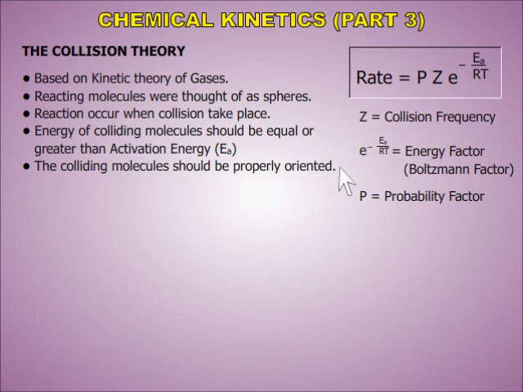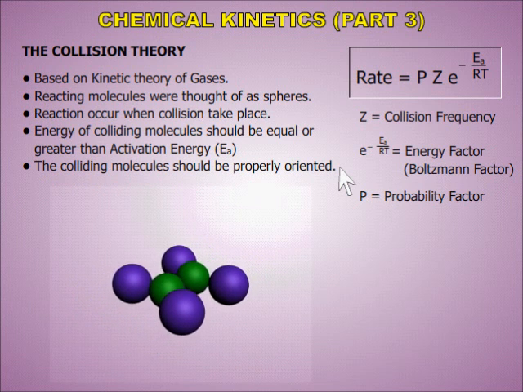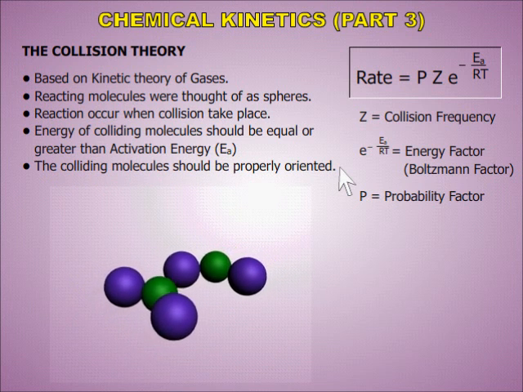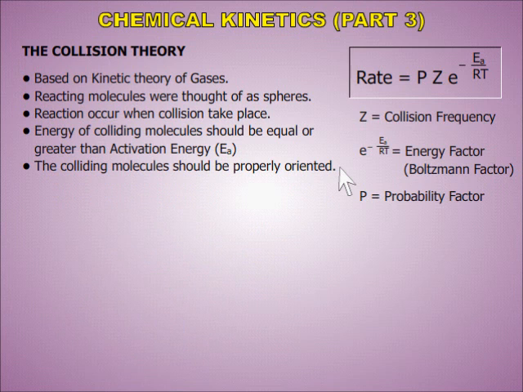When two NO2 molecules collide to form N2O4, this type of collision is effective, but this type of collision is not. According to collision theory, the rate is equal to this value. This is the collision frequency Z. This is the energy factor, which is called the Boltzmann factor, which corresponds to the fraction of reacting molecules which have kinetic energy equal to or greater than the activation energy. And this is the probability factor P, depending on steric conditions to judge proper orientation.